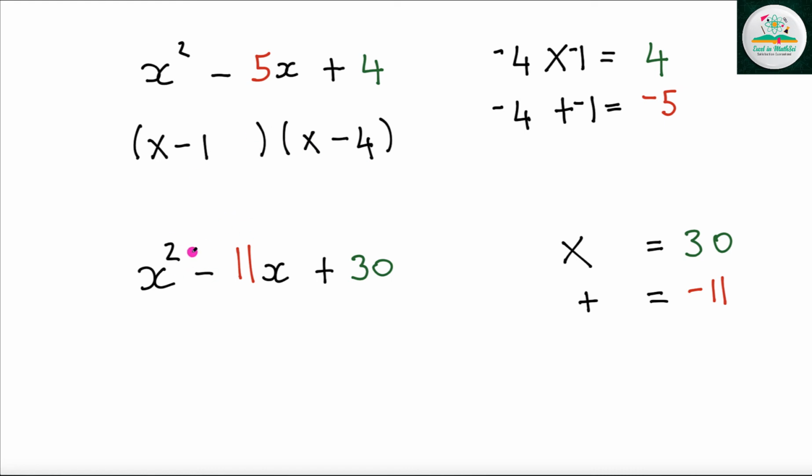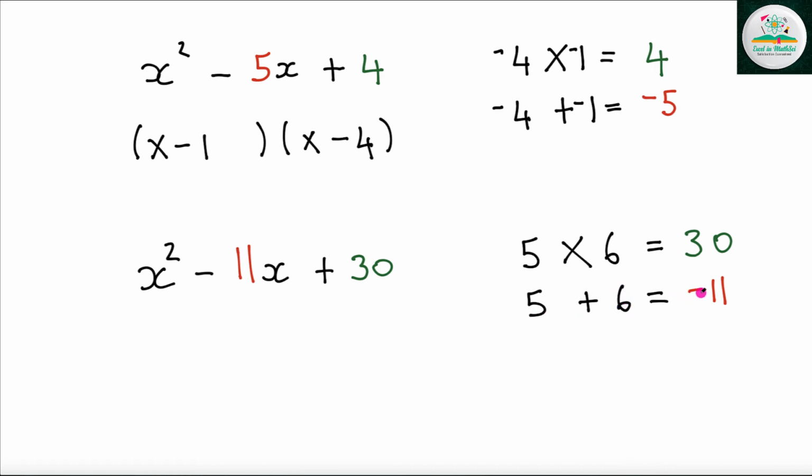Okay, let's have a look at the next one. We've got x squared minus 11x plus 30. Once again, let's ignore the negative sign for now and ask ourselves what two numbers, when you multiply them together, give you 30, but when added together give you 11. The two numbers that come to mind are 5 and 6, because 5 times 6 gives me 30, and 5 plus 6 gives me 11.